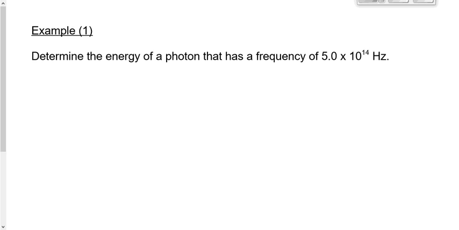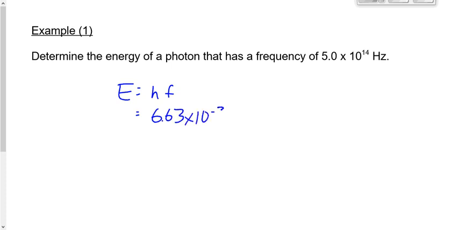Example number 1, on your example question handout says, determine the energy of a photon that has this frequency. Well, this is a pretty easy question, right? The energy of this photon is h times f. Now, what value of Planck's constant do you want to use? 6.63 or 4.14? Does it matter? No, not unless it specifies what you want your energy to be measured in. This doesn't, so we can use 6.63 or 4.14. I'm going to use the 6.63 value.